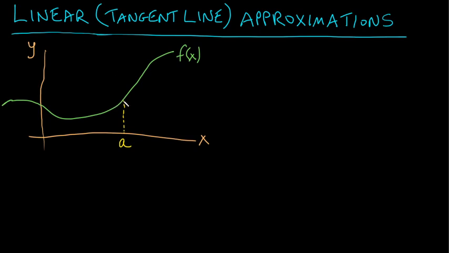I'm going to do that in yellow. It's going to look something like this. Okay. So we know how to find the tangent line. The slope of the tangent line, which I'll call m, is just the derivative of the function at x equals a.